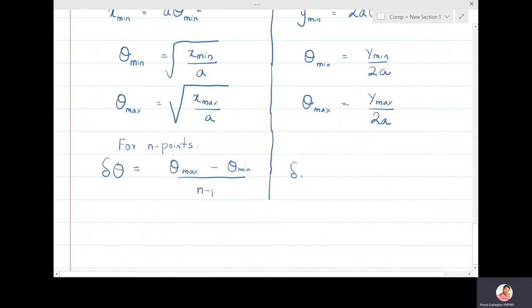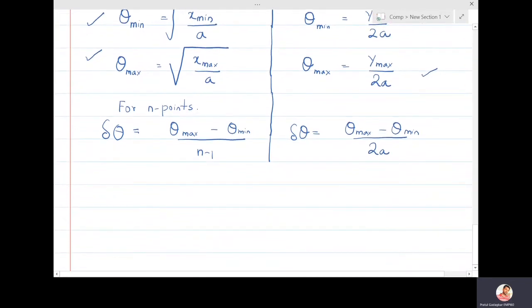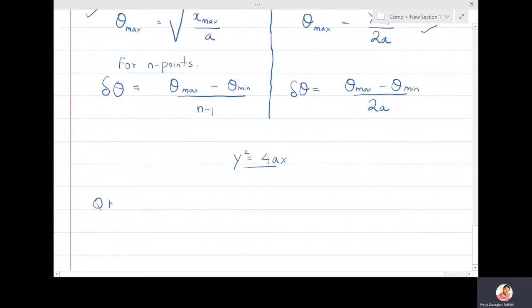The same formula for delta theta will also be used here, theta max minus theta min upon n minus 1. The only difference is that for this point, theta max and theta min will be used this way. For the right hand side part, theta max and theta min will be used accordingly. Now we will go for a problem and clear all these things. Remember that we are learning about the parabola, which is of the type y square equal to 4ax. So I'm starting with the first question on this type. We will solve two problems on this type and two problems on the other type.